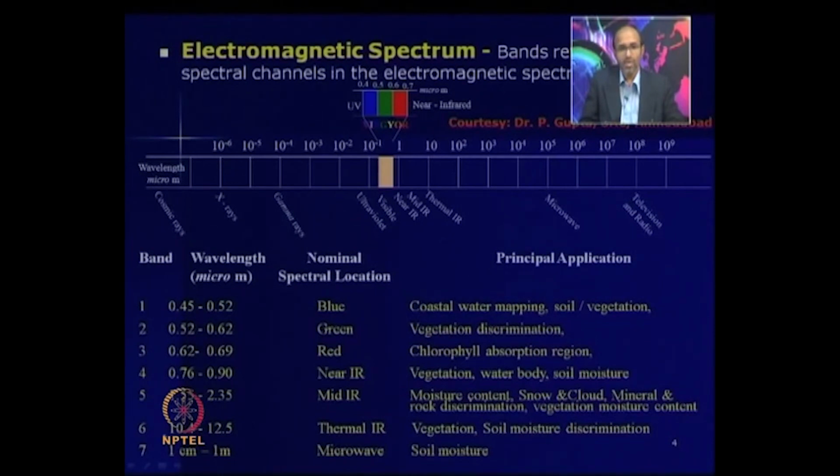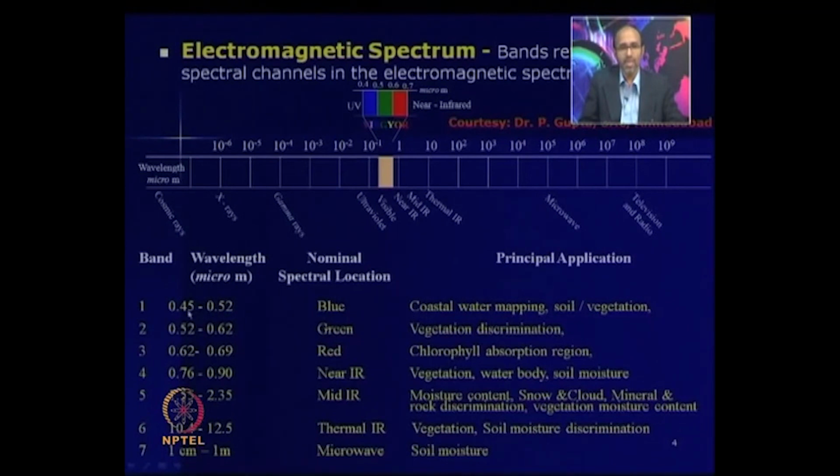So, bands 1 to 7. My wavelengths are given in micrometers, starting from 0.5 to say 1 meter. The nominal spectrum location, for example, within the wavelength of 0.45 to 0.52 it is blue, and then 0.5 to 0.6 is green. Like that. Correspondingly, the principal applications are also listed.